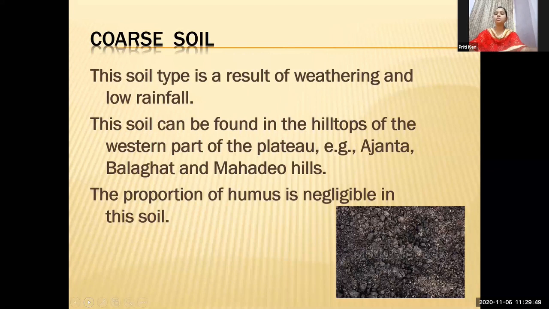The proportion of humus is negligible in the soil. Now, what is humus? The mixture of biotic component in the soil is known as humus. Biotic component, as I've told you earlier, is nothing but the decomposition of dead plants and animals in the soil, and the mixture of it in the soil enriches the soil. That is known as humus. The proportion of humus or the biotic content is negligible in this soil. Negligible मतलब ना के बराबर है, ही नहीं. So that is coarse soil.